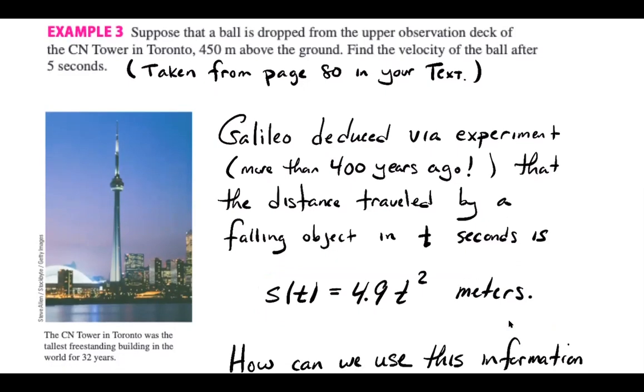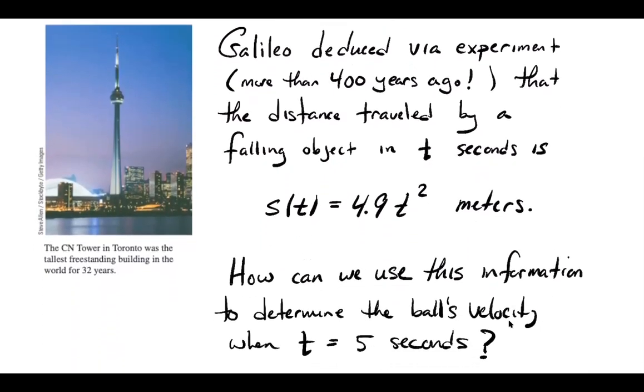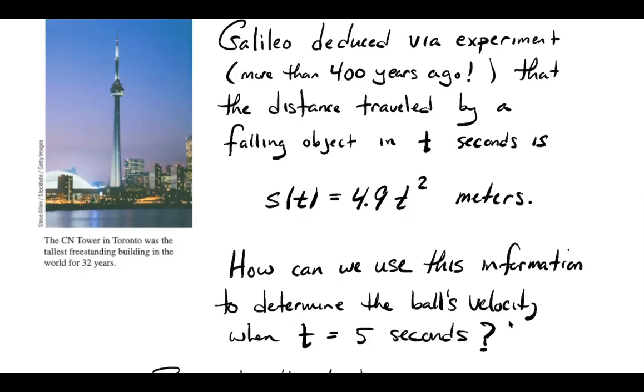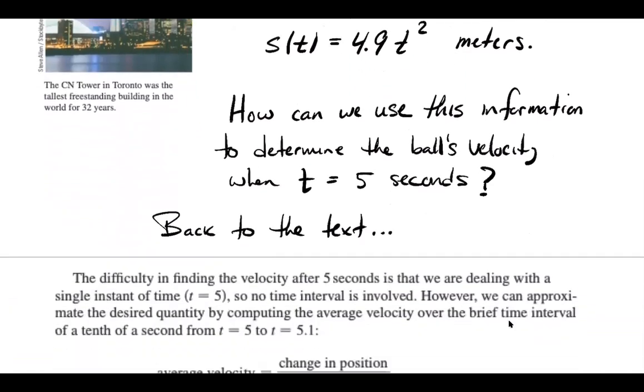So how are we going to use that information to calculate the velocity of this ball 5 seconds after we drop it? Because what can this formula tell me? If I plug in 5 and calculate S of 5, 4.9 times 5 squared, that tells me how far it's fallen in 5 seconds, right? So if I took S of 5 and divided it by 5, that would give me the average velocity. But I want to know its instantaneous velocity. So here's kind of an idea. We'll go back to the text.